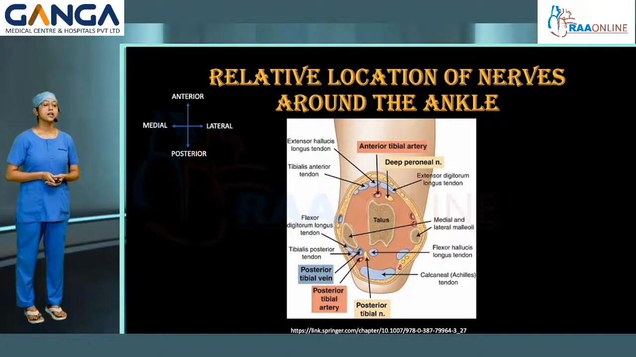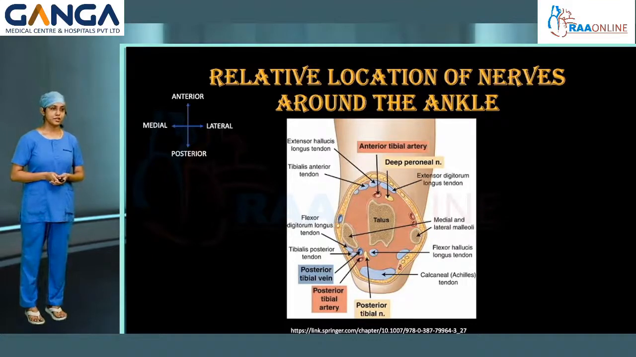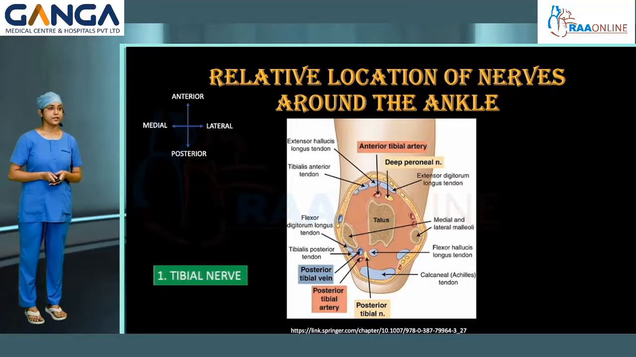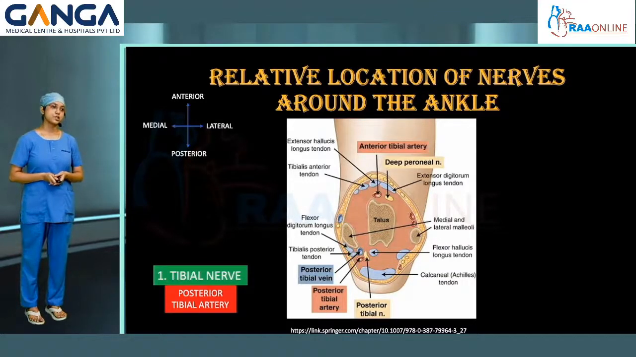Now, discussing the relative location of nerves around the ankle joint, going from the medial to the lateral side. The first nerve that we encounter is the tibial nerve in the posterior-medial compartment of the ankle, and it is associated with the posterior tibial artery. It is situated beneath the flexor retinaculum and is a deep nerve.